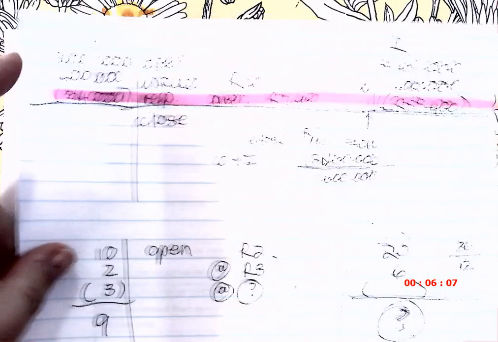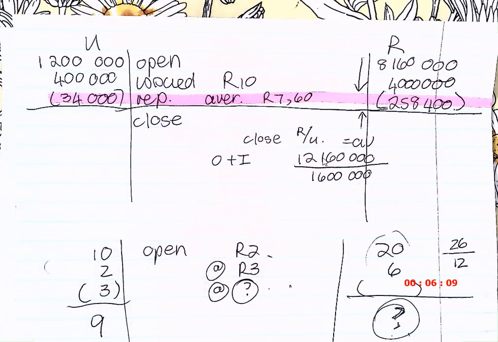So let's go through this again. If I have opening, issue, repurchase, closing, I've got two methods to get the average. I can either say the closing, rand divided by units, or I can say the opening plus issue, rand divided by units. If they give it to me opening, repurchase, issue, closing, I can only get it by saying opening, rand divided by units. Okay. Did I answer your question? Are you shocked now? Okay.